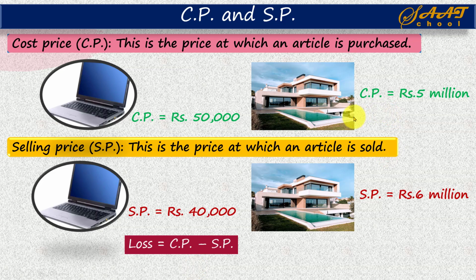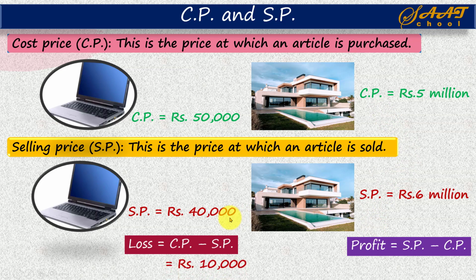Now, if you look at the second example, here the cost price is 5 million, but you sold for 6 million. The selling price is greater than the cost price. In that case, you will be in profit. So profit is selling price minus cost price. When there is a higher cost price than selling price, then there is a loss. If there is a higher selling price than cost price, then there is profit. So in this example, you are in 10,000 loss, but here we have 1 million profit.